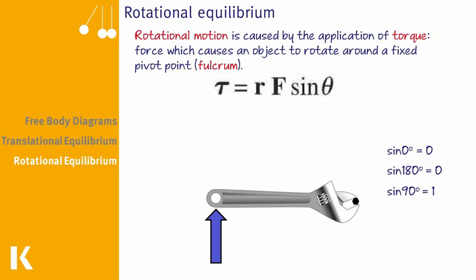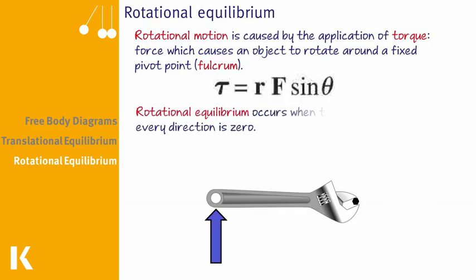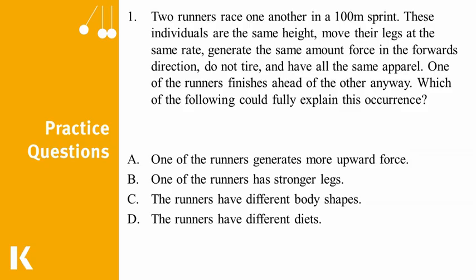Which makes sense when we actually think of turning a wrench. We don't apply force at weird angles. We grasp the handle and form a right angle with our forearm and the wrench in order to be maximally efficient. So here, instead of equal forces causing translational equilibrium, equal and opposite torques cause rotational equilibrium. Those are the concepts. Now let's apply them to some critical thinking problems.